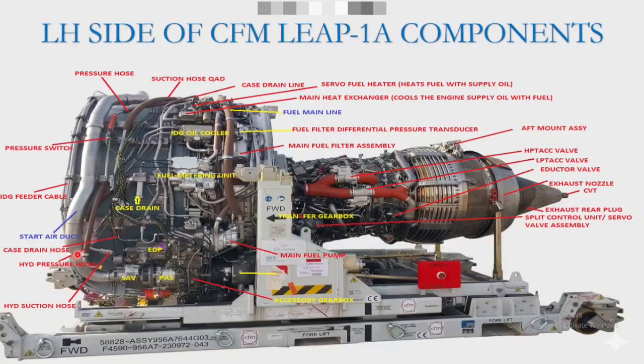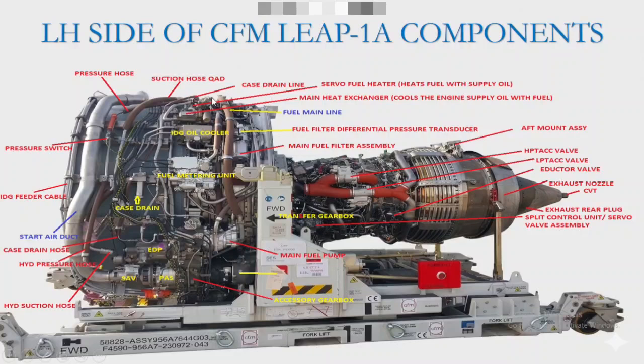And then you can see there is another component, the starter air duct. IDG feeder cable is there. This will also go to the fan area. So this is your IDG oil cooler, and this is your fuel metering unit. And here you'll find the main heat exchanger, which cools the engine supply oil with the fuel. So this is your main heat exchanger. On top of that there is a servo fuel heater, which heats the fuel with the oil supply line.